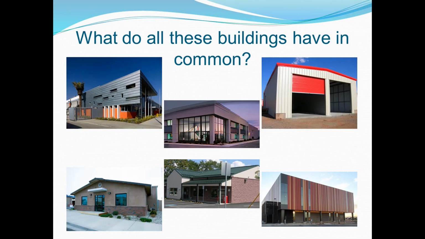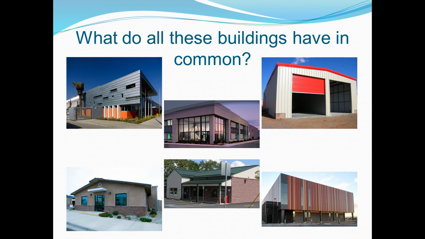Welcome back to part 2 of the PowerPoint on pre-engineered metal buildings. As a review, we went through types of buildings that can be pre-engineered metal buildings. We talked about the differences between pre-engineered metal buildings and structural steel buildings. We talked about the different parts and pieces of a pre-engineered metal building, and we talked about loading on pre-engineered metal buildings and the different types of loading.